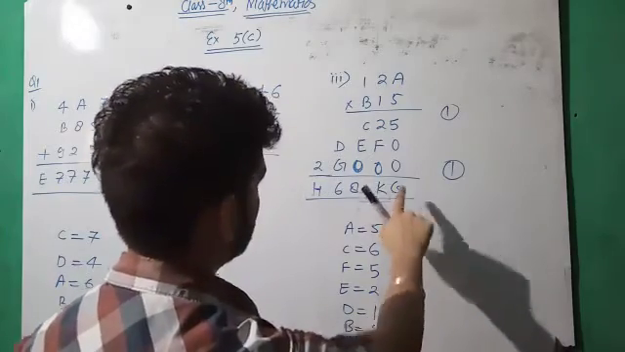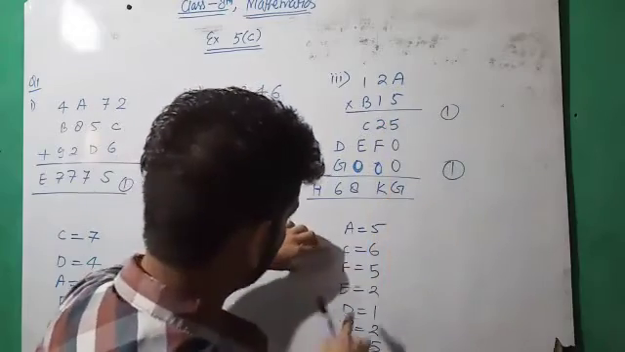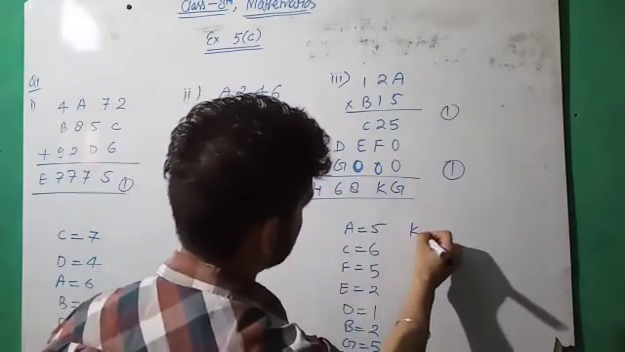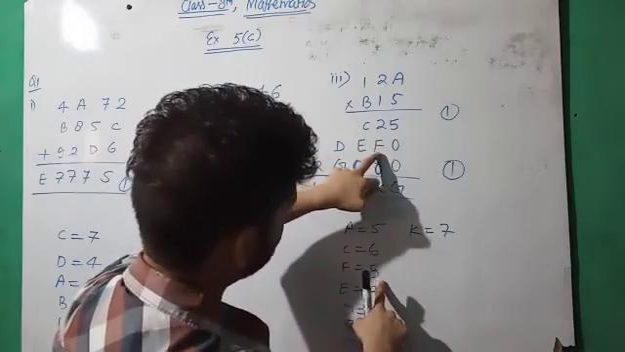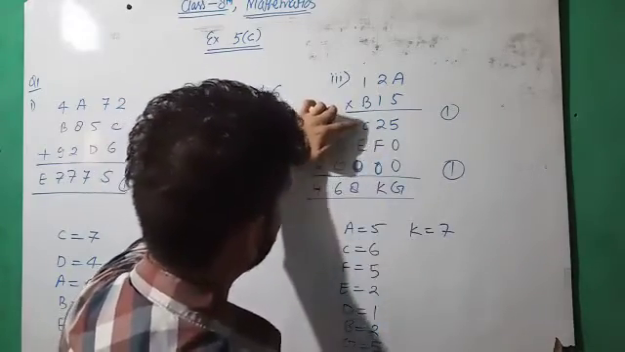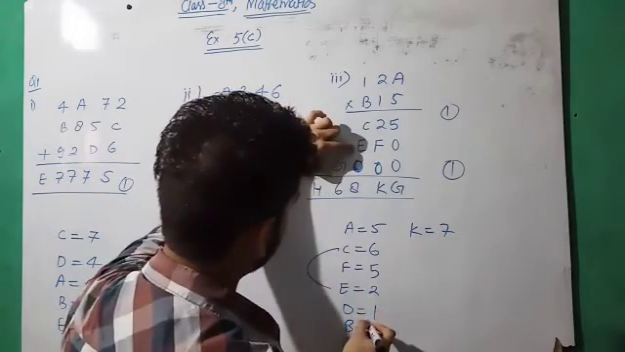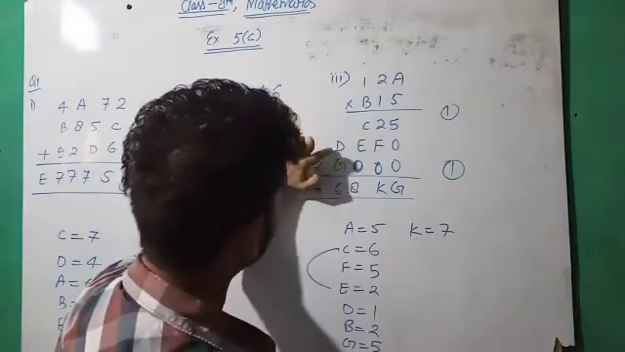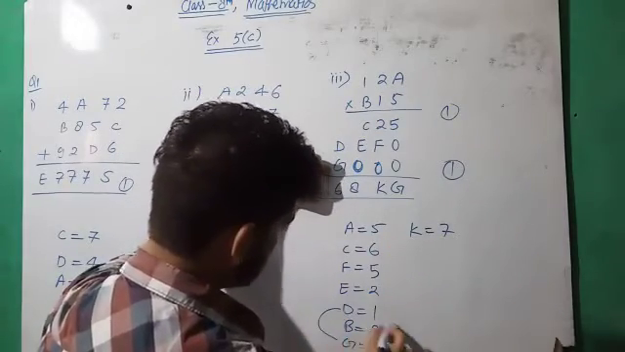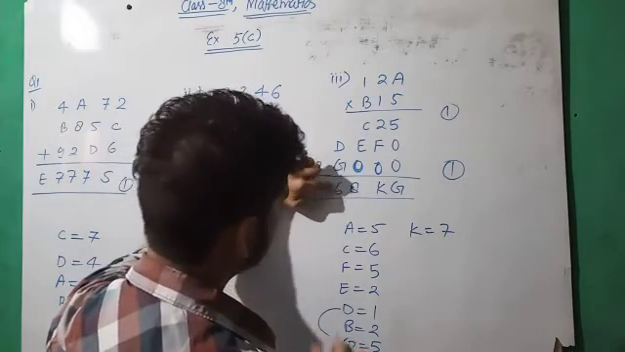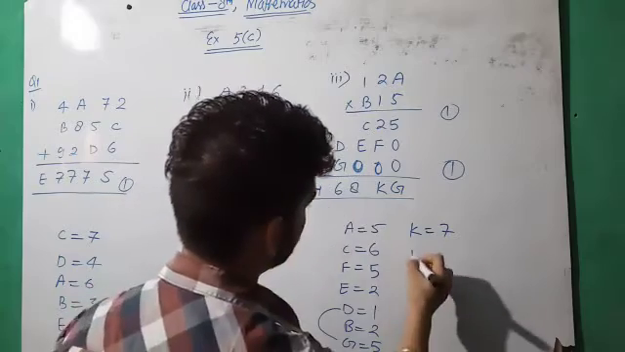Then 2 plus f, 5. 2 plus 5 is 7. So k equal to 7. C plus e plus 0: C plus e, 6 plus 2, 8. 8 is okay. Now d plus z. D plus z, 5 plus 1, 6. So h equal to 2.